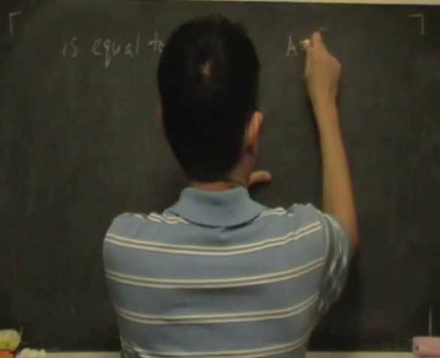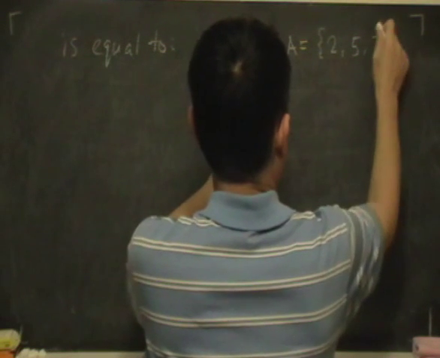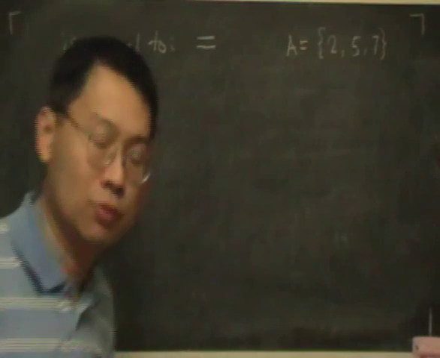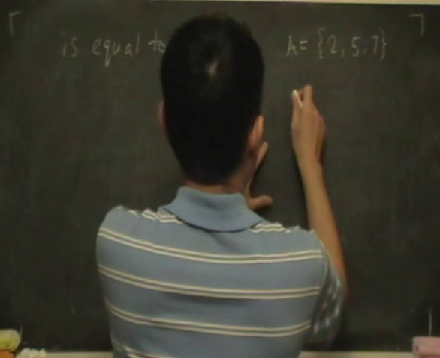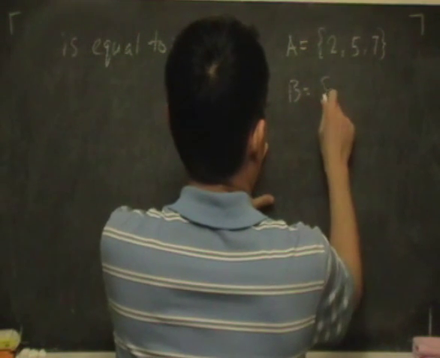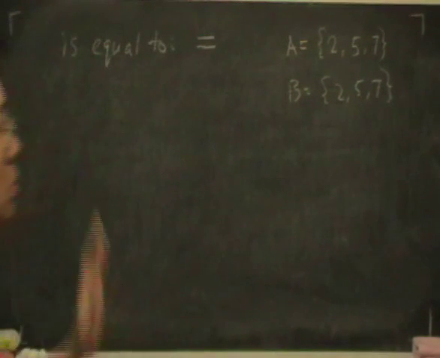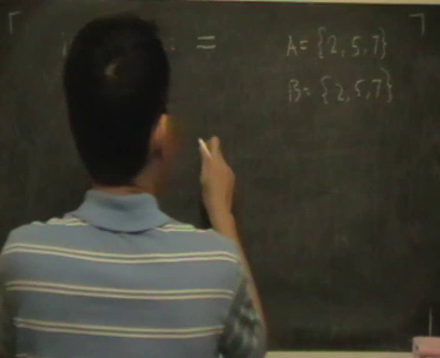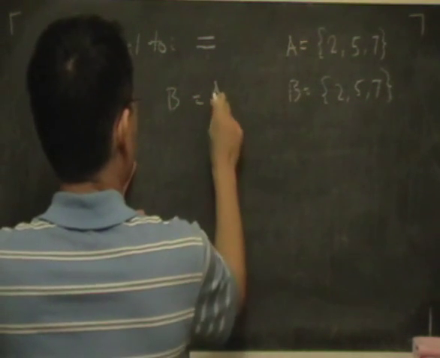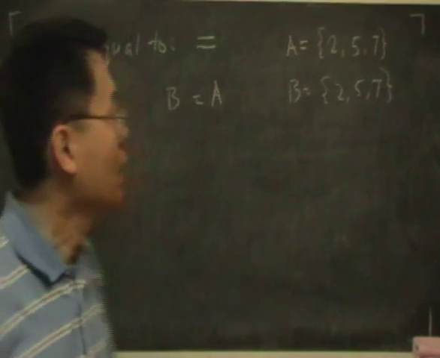A is a set with three numbers, say 2, 5, and 7. I have this set here. Now, if I have another set, B, which contains the same elements, 2, 5, and 7, then I can use this symbol to say that B is equal to A. That's clear enough. They are exactly the same.